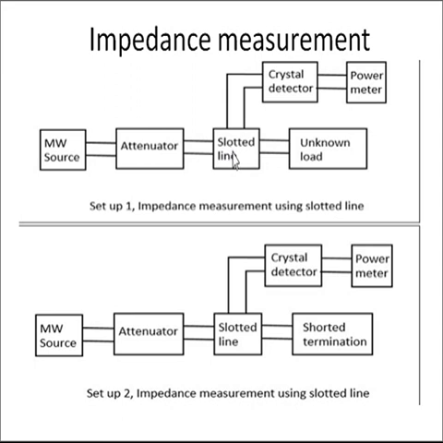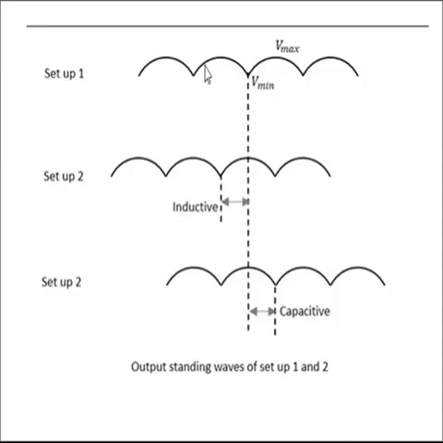Because of the impedance mismatch, we have reflections on the transmission line. The incident wave will be combined with the reflected waves, so standing waves will be formed inside this transmission line. For these standing waves, the maximum and minimum values will be detected using the crystal detector and indicated with the help of the power meter. For these standing waves, V max and V min values will be measured and plotted, as seen here.